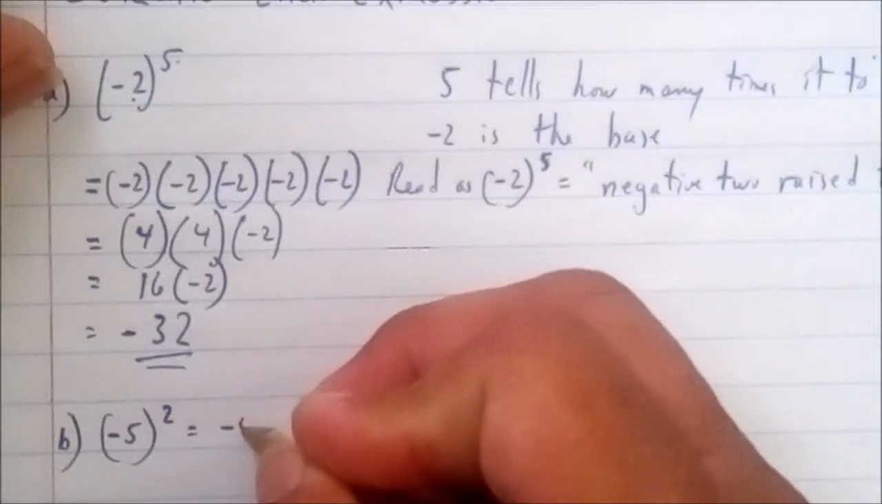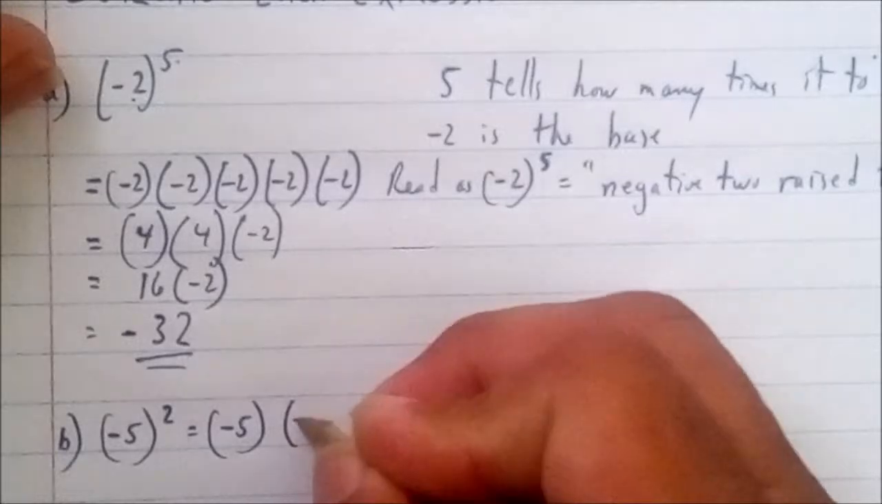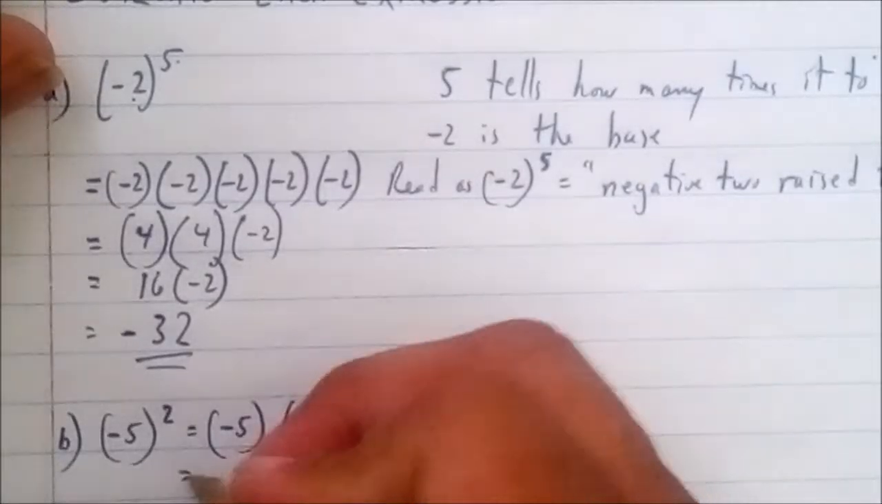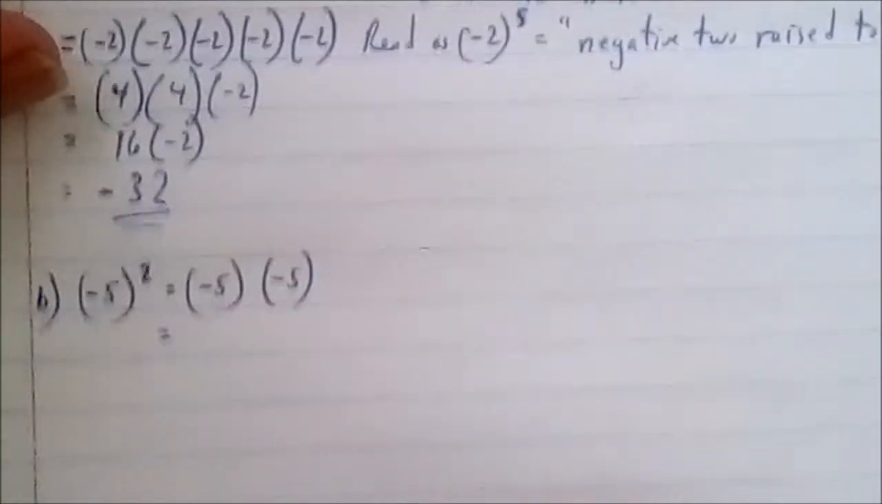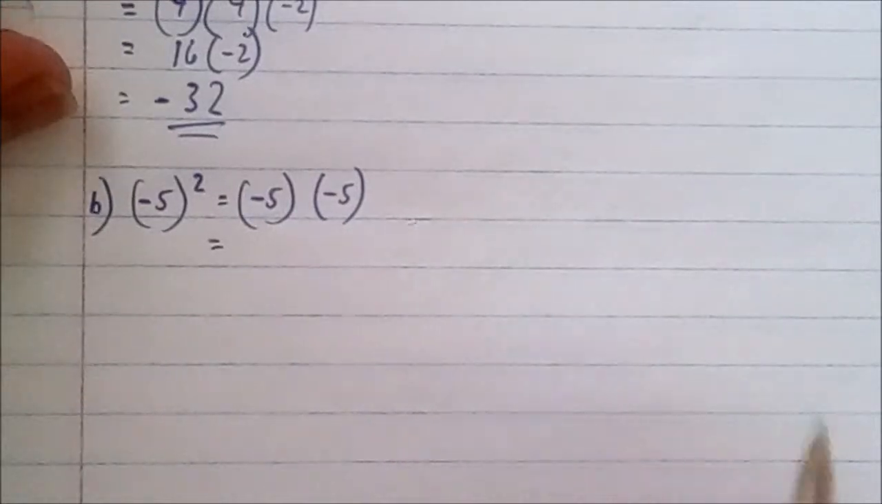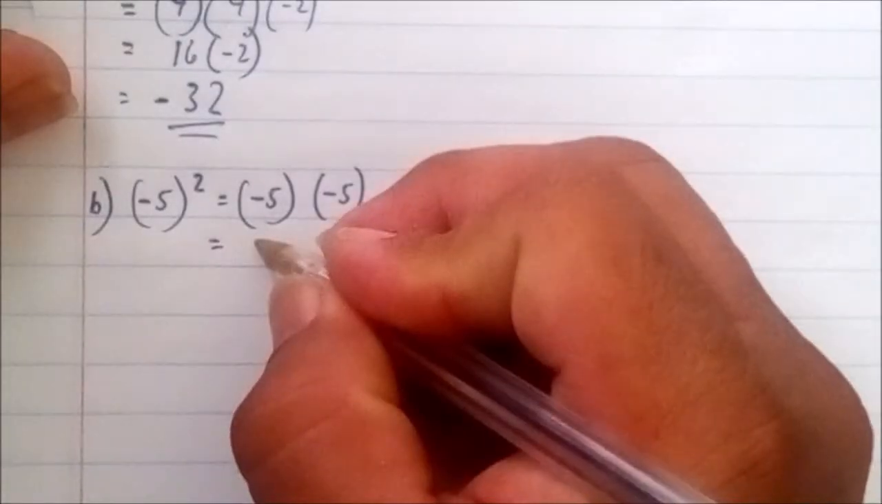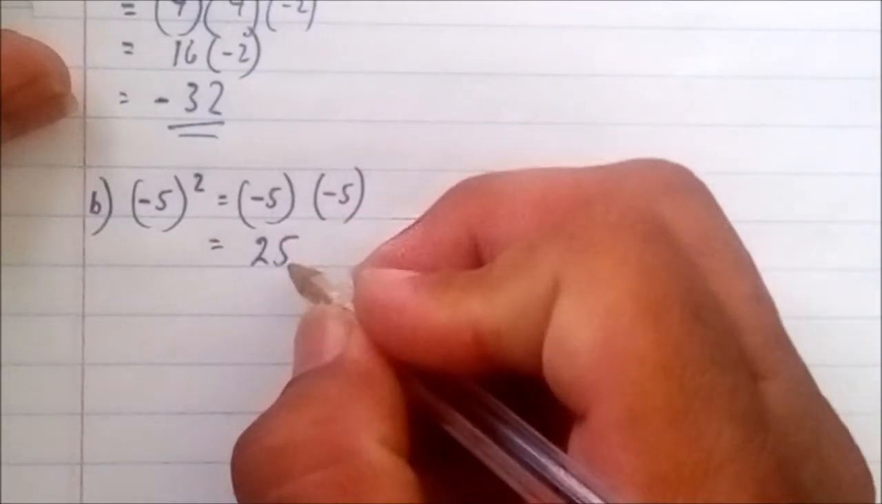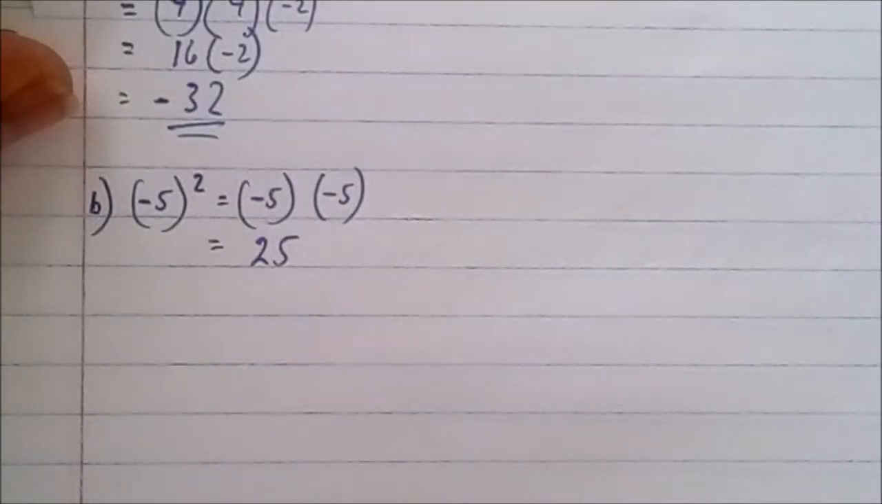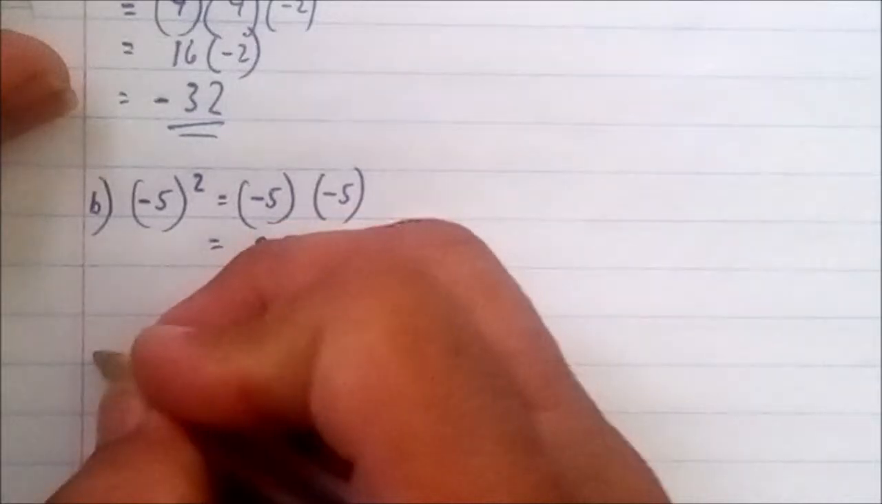We put negative 5 times negative 5, and we end up with, well, two negatives multiplied with each other give us a positive, a value of 25. Alright, and that's how we get that answer there. Let's go with the next one.